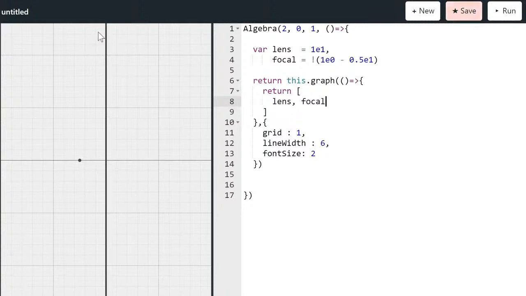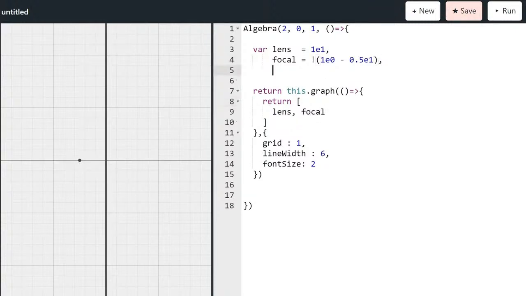So we now have our lens and our focal point. We'll also need a center point. So let's make a center point, which is going to be, again, defined dually, since we want it to be a point when we go to three dimensions. And in this case, it's just the origin. It's going to sit right here.